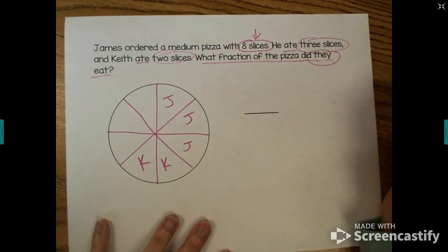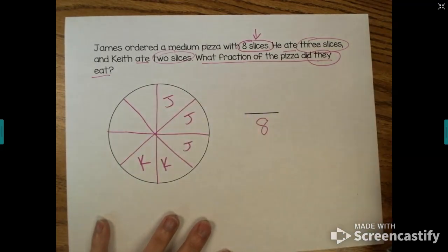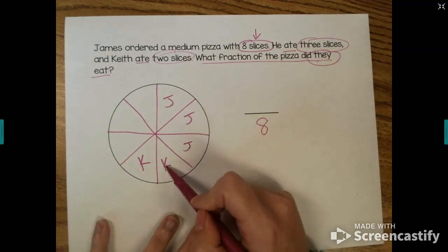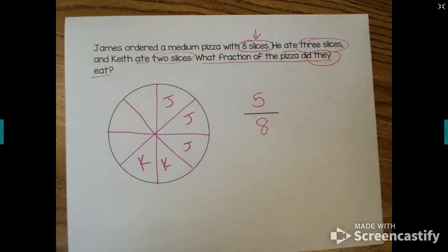So it's having you add them up. So how many total pieces do we have? We have 8 slices. How many did they eat? 1, 2, 3, 4, 5. So 5 out of the 8 slices of pizza is what they ate.